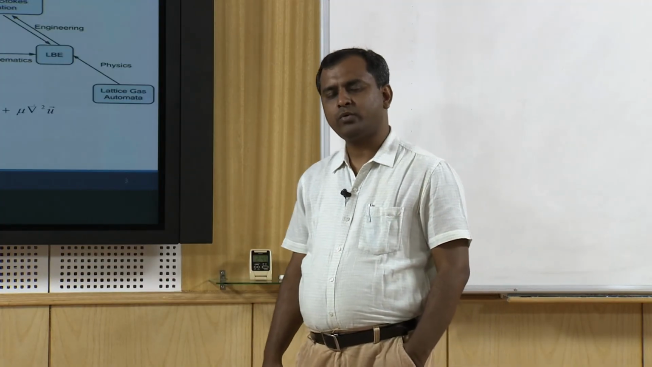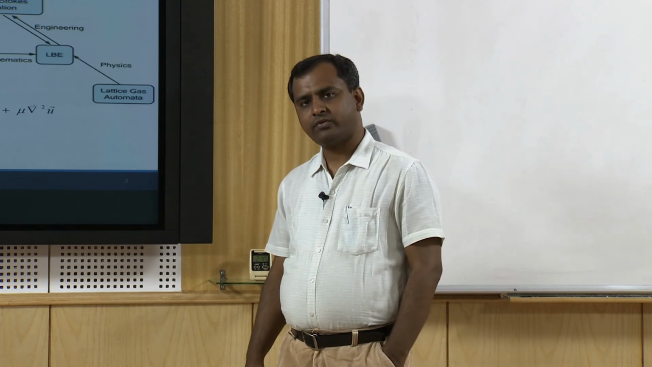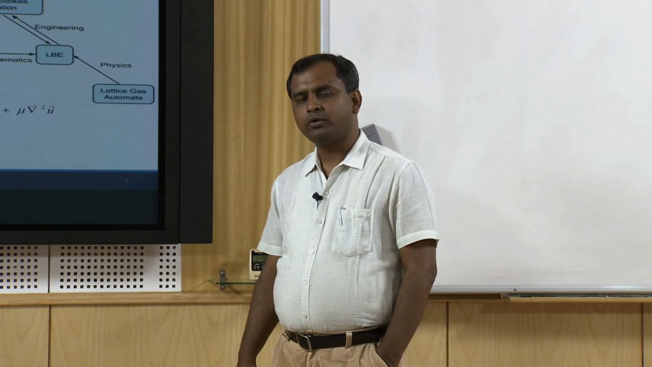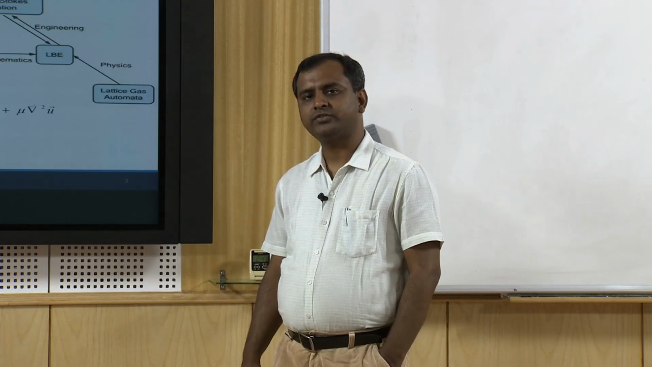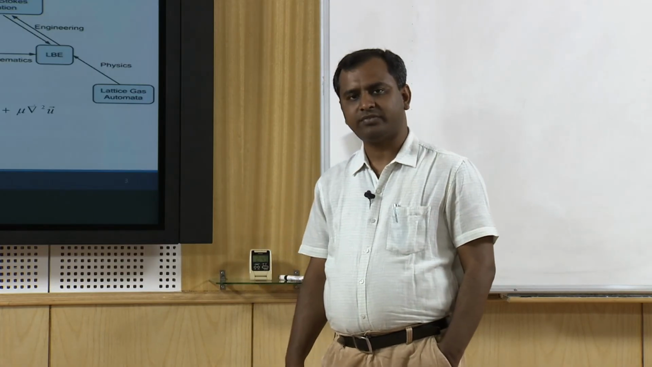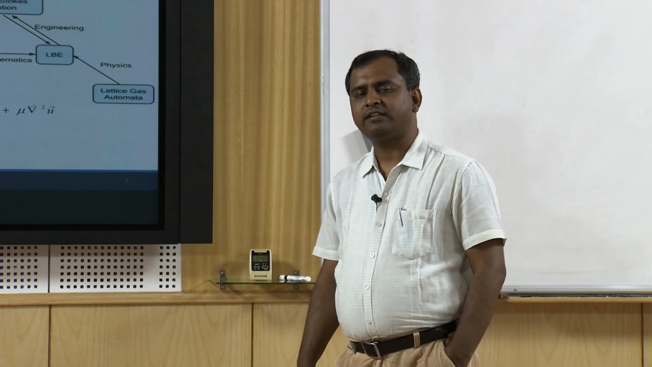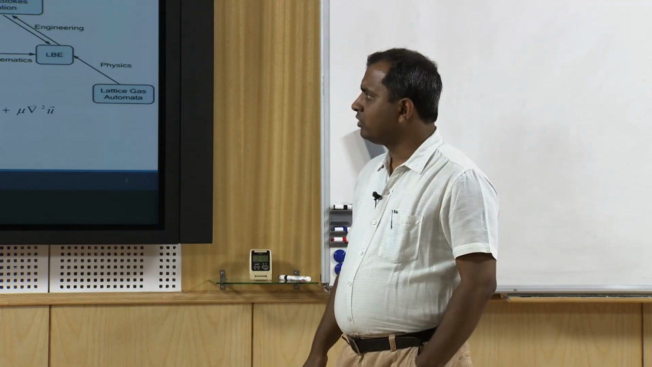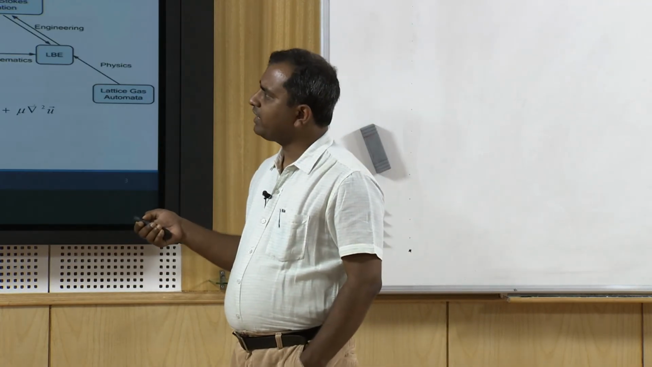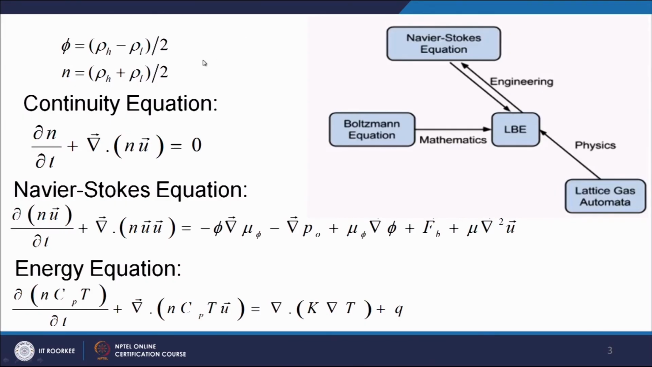For two-phase flow, as we have two different phases, it involves two densities. We consider the higher density of the phases as rho h and the lower density as rho l. At the beginning we will define two parameters, phi and n. phi will be rho h minus rho l divided by 2, and n will be rho h plus rho l divided by 2.